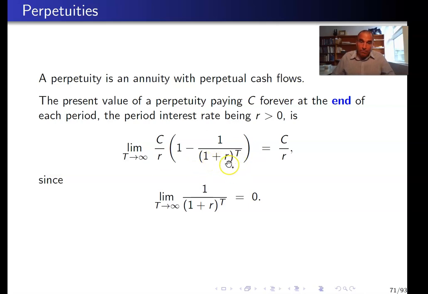Since 1 plus r is greater than 1, (1 plus r) to the power t is a number that keeps increasing as t goes up. And when t goes to infinity, (1 plus r) to the power t is infinite. 1 divided by infinity is equal to 0. So the limit when t goes to infinity of the present value equation for an annuity is equal to C divided by r.